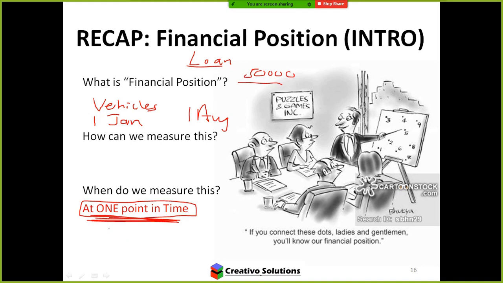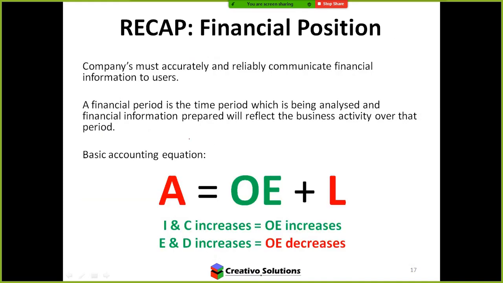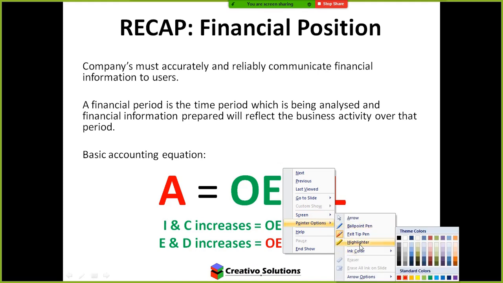Okay, so this is important. Assets and liabilities are measured at one point in time, at a particular date. 1 January is very different to 1 August. Right, here's a note about the accounting equation that you know. This is important. I want to spend 1 or 2 minutes discussing this.